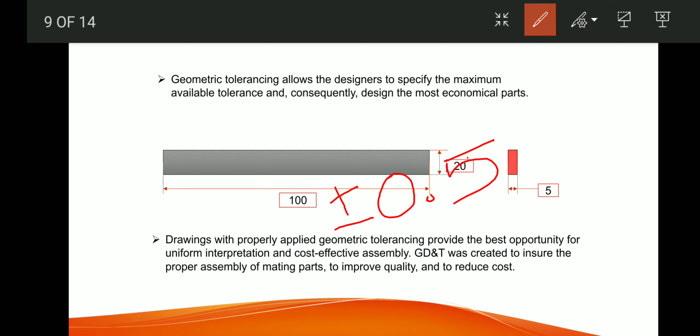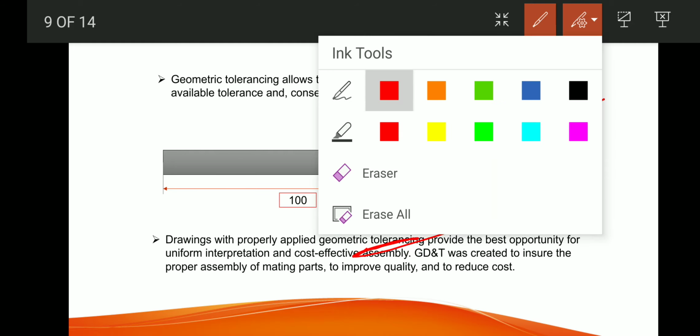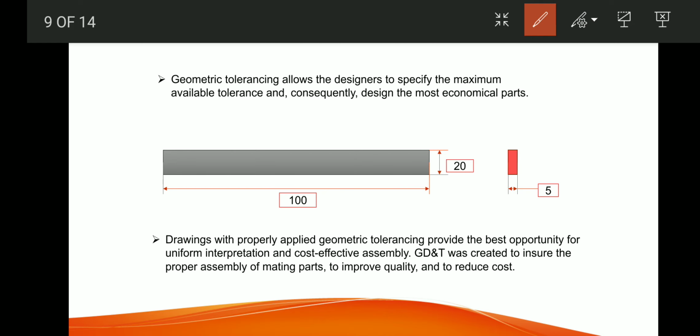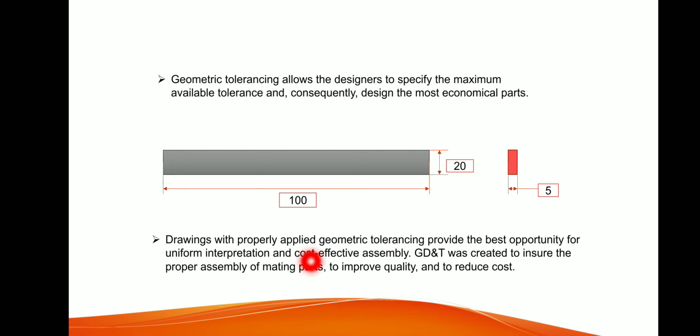So if a designer says, okay, plus minus 0.5 tolerance is acceptable, that my part functions if it is within the dimension of 99.5 and 100.5, then the manufacturer need not work hard to achieve exactly 100. It can vary within plus minus 0.5 tolerance. And we know that unnecessarily tighter tolerance can increase the cost of production as well as inspection.